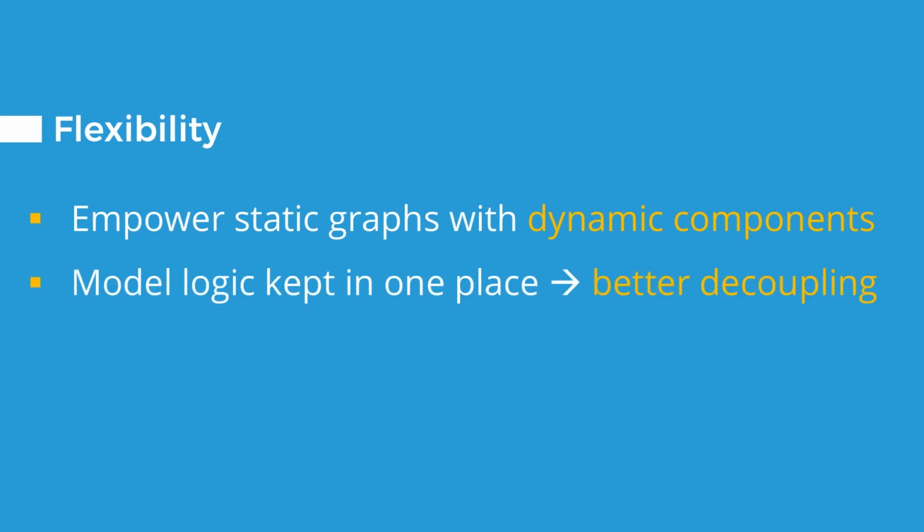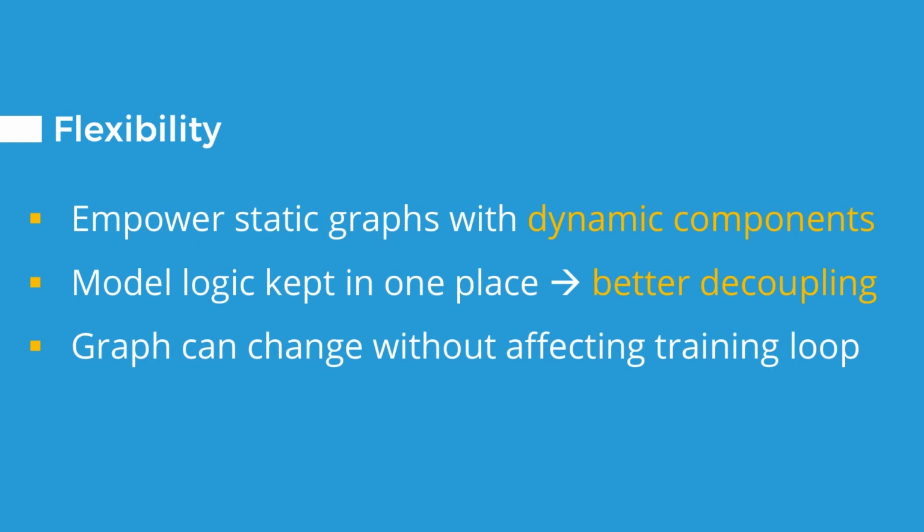We are able to keep all of our graph logic in one place, which leads to better decoupling. That means we can change our graph without having to affect the training loop. The entire graph has all of the logic it needs. We can take that out, spit it out somewhere else. We can change the graph, and we can still have our same training loop.